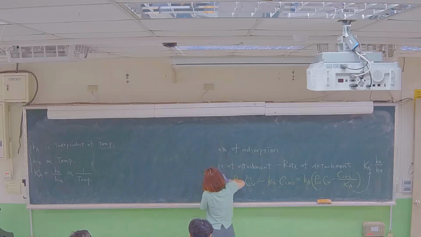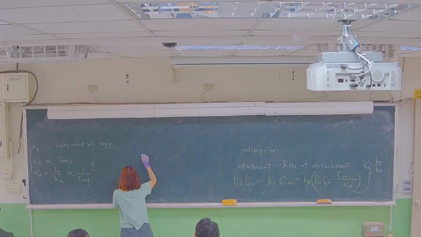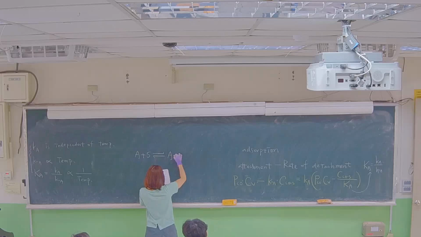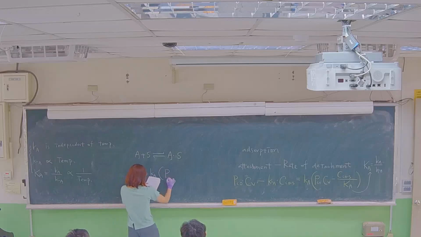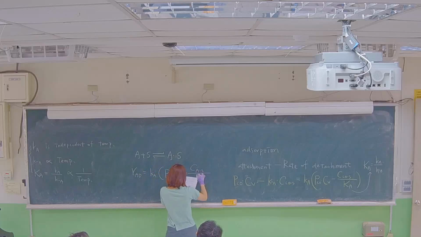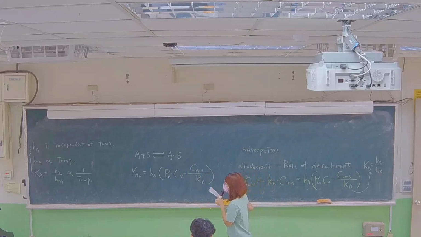There are still some spaces at the bottom side, so it depends on you. You can write this down again or skip it. For this one, A plus S becomes AS. The adsorption rate is Ka Pa Cv minus Cas Ka. It's just the general form.